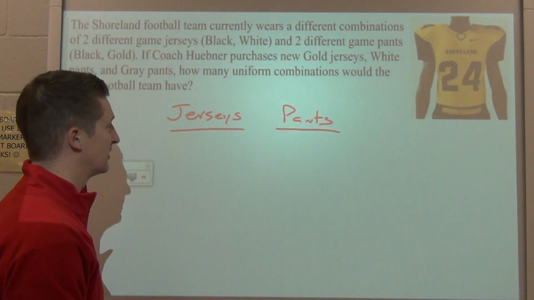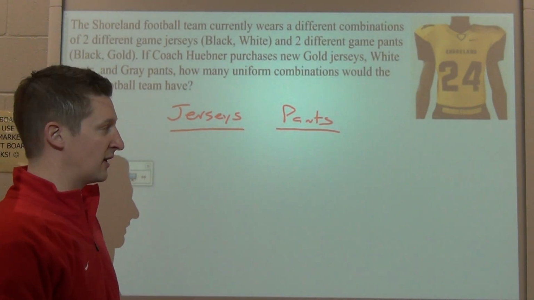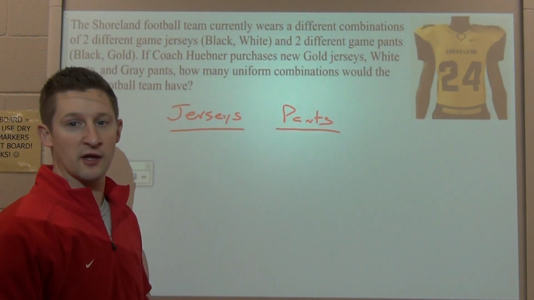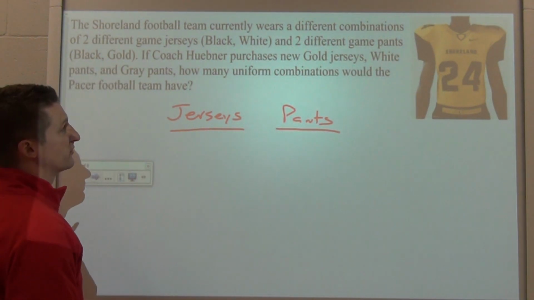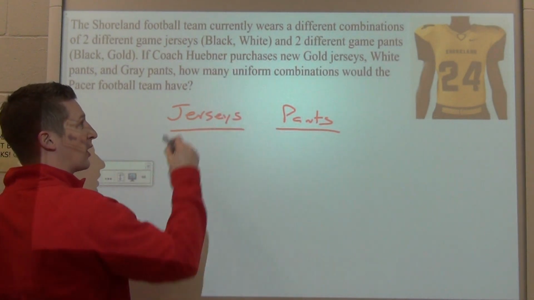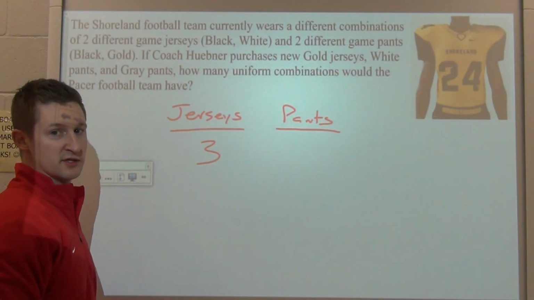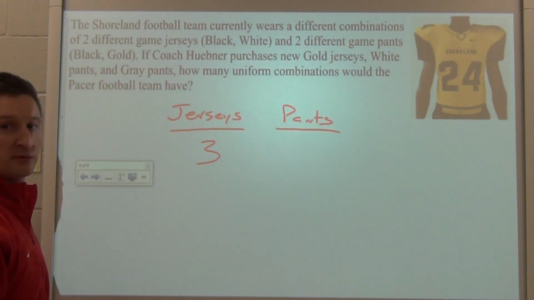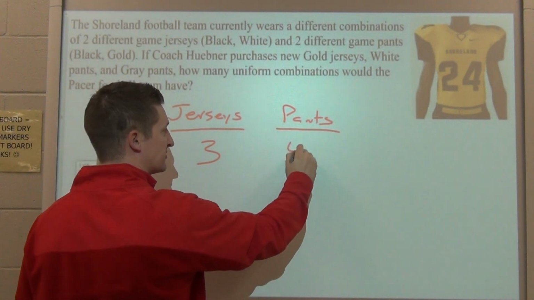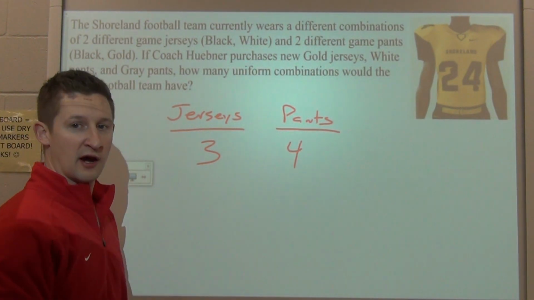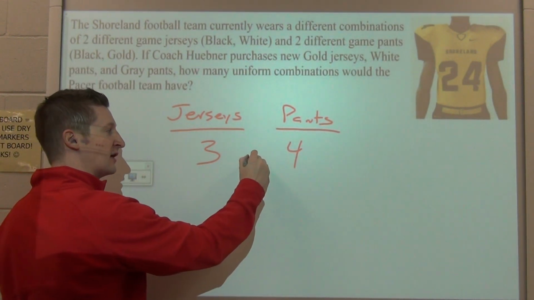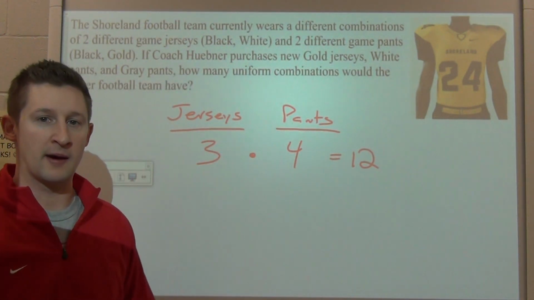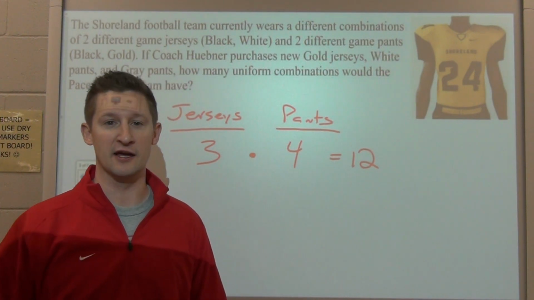So, that being the case, jerseys and pants, in this case, I would consider them to be independent events because we could pick any jersey with any pair of pants, match them together, and it would look just fine. So, different jerseys. Well, if we add the gold to the black and white we already have, that's going to take us up to 3 different jerseys. And if we were to get white pants and gray pants to go with the black and gold ones that we already have, that would take us to 4 pairs of pants. Well, according to the fundamental counting principle, I can then take these 2 independent events and multiply them together to come up with 12 different uniform combinations that the Pacers could wear on any given Friday night.